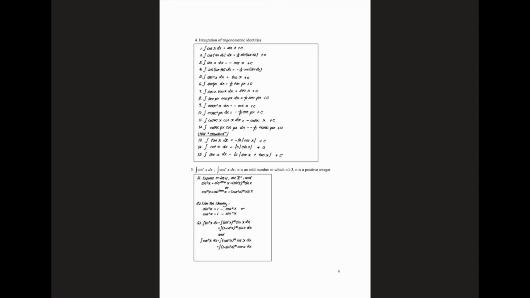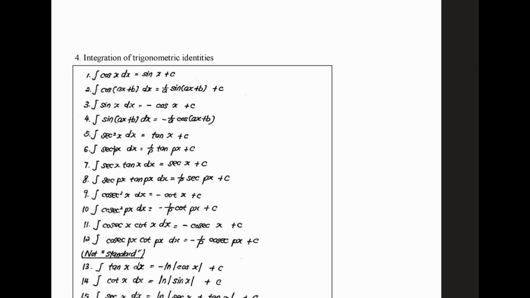Integration of trigonometric identities. Okay, so number 1, we have integration of cos x, we get sin x plus c. So integrate cos becomes sin. Number 2, integration of cos(ax plus b) becomes 1 over a. So where is the 1 over a coming from? It's coming from the differentiation of ax plus b. Differentiate ax plus b, you get a, so you divide by a. And then cos, you integrate, it becomes sine. Take back the same angle, ax plus b. Then plus c.